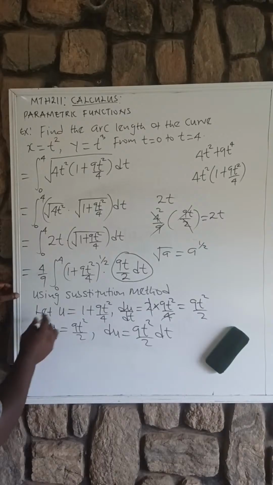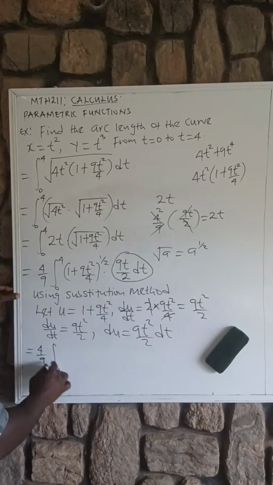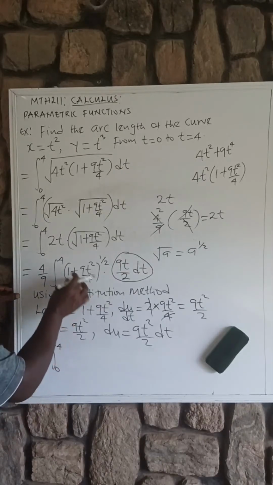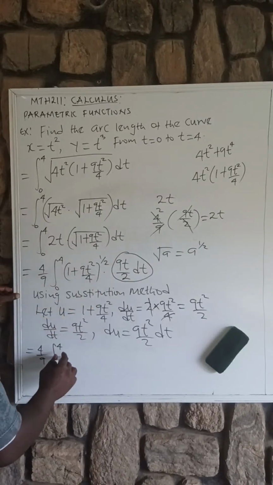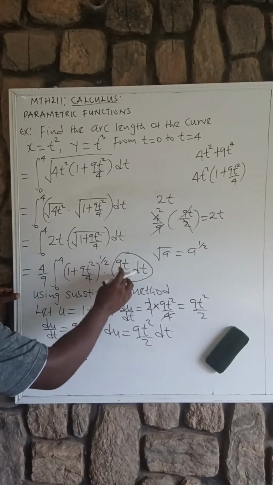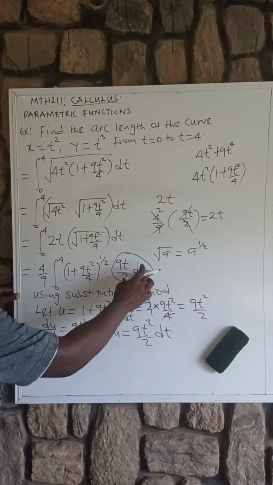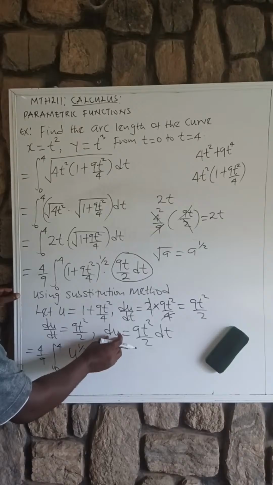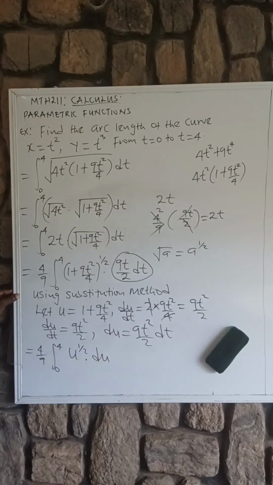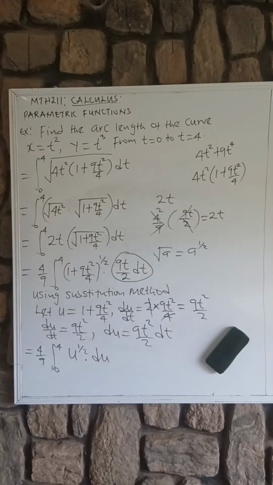1 all over 2. So this will now be equal to 4 all over 9, integral 0 to 4. Then instead of 1 plus this, you write u, but it is raised to the power of what? 1 all over 2, times, instead of 9t all over 2 dt, we write this, look at it, du. So times du. Is that clear? Are you following? It's okay.